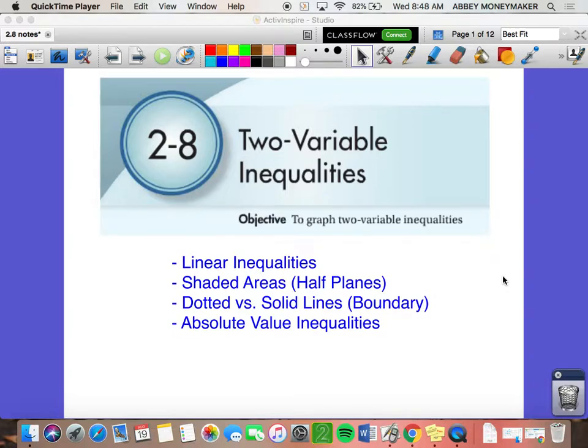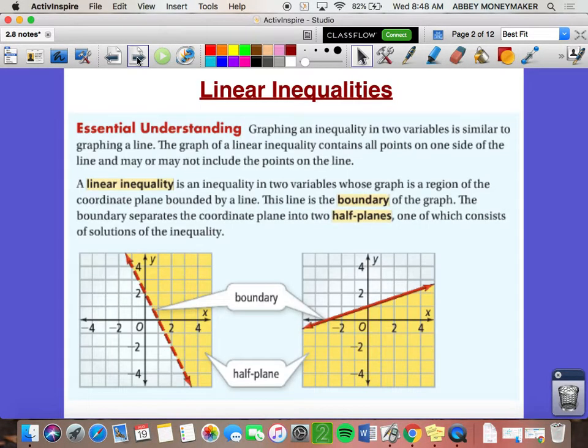So if you had a little bit of trouble with graphing in yesterday's lesson, don't worry, you're going to get a little bit more practice with this today. What's the difference between a linear inequality and a linear equation? If you want to pause and read this to yourself, you're more than welcome to, or you can follow along with me. The essential understanding says graphing an inequality in two variables is similar to graphing a line. The graph of a linear equation or inequality contains all points on one side of the line and may or may not include the points on the line.